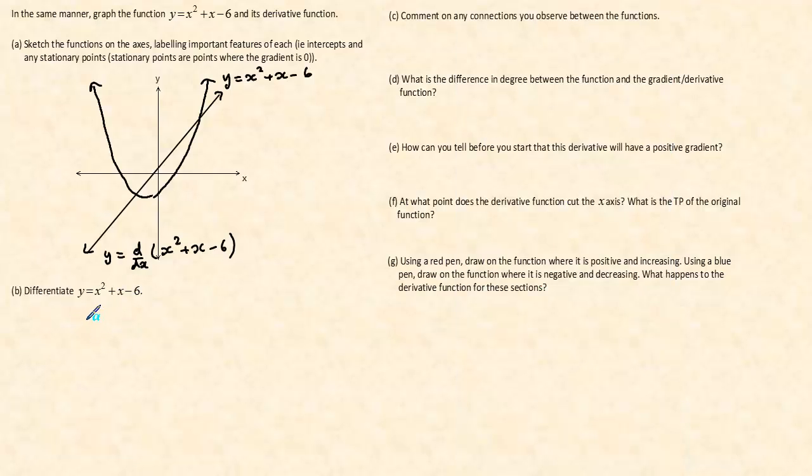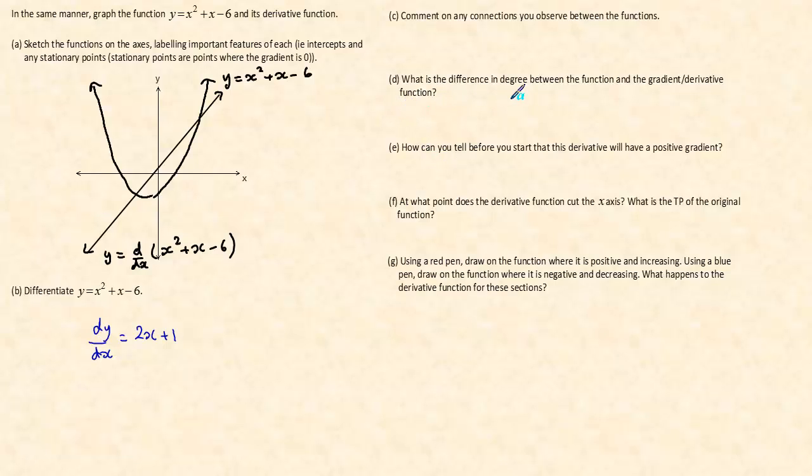Now we want to differentiate y is x squared plus x minus 6, so we know how to do that. dy dx is just 2x plus 1. Comment on any connections you observe between the functions. Well, I'm going to come back to that a bit further on.